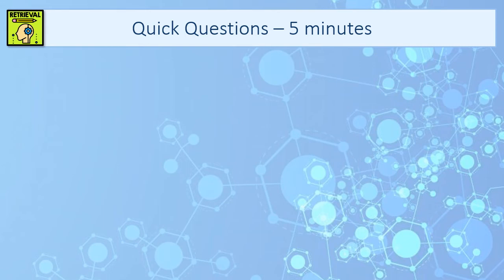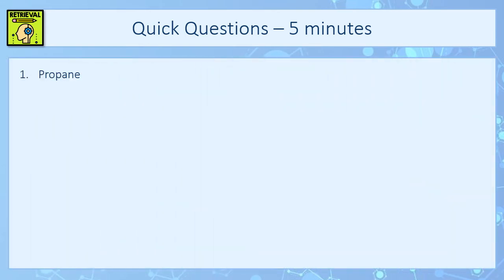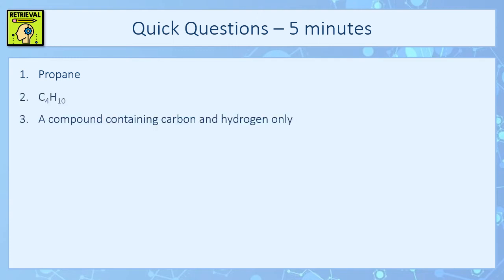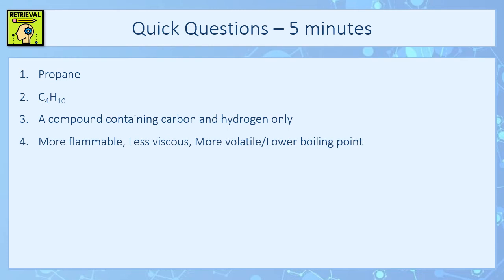Okay, so to go through the answers to those quick questions, propane is the hydrocarbon with 3 carbon atoms. The formula for butane is C4H10. A hydrocarbon is a compound containing carbon and hydrogen only. Shorter chain hydrocarbons compared to longer chains are more flammable, less viscous, and more volatile, or have a lower boiling point.